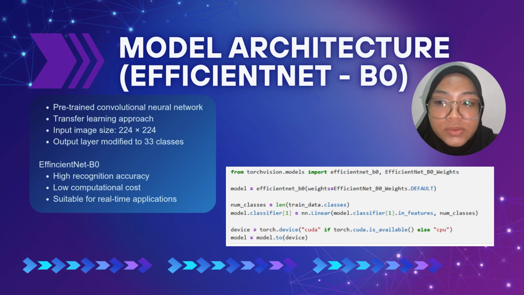In this project, transfer learning is applied using pre-trained weights trained on large-scale datasets. This allows the model to learn general image features such as edges, texture, and shape before being fine-tuned for face recognition. The final classification layer of EfficientNet B0 has been modified to match the number of classes in this dataset, which is 33 identities. This makes the model suitable for biometric recognition tasks, especially in applications such as access control systems and security monitoring in facility engineering.